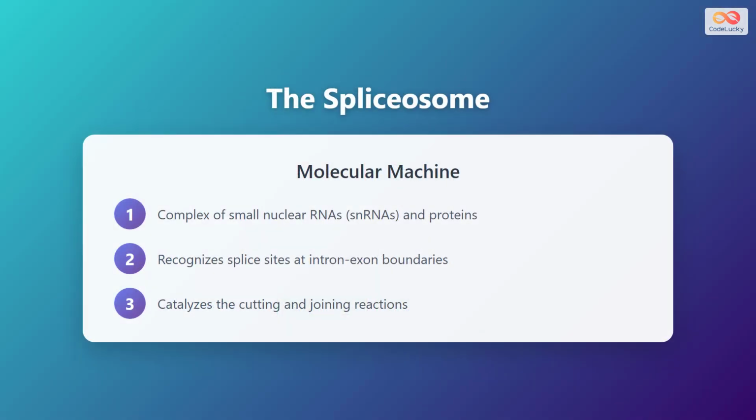The molecular machine responsible for splicing is called the Spliceosome. This is a large complex made up of small nuclear RNAs and proteins that work together with remarkable precision. The Spliceosome has three main jobs. First, it recognizes the specific sites where introns and exons meet, called splice sites. Second, it positions itself correctly at these boundaries. Third, it catalyzes the chemical reactions that cut the RNA at the intron-exon junctions and join the exons together. This entire process must be extremely accurate because even a single mistake could result in a non-functional protein.